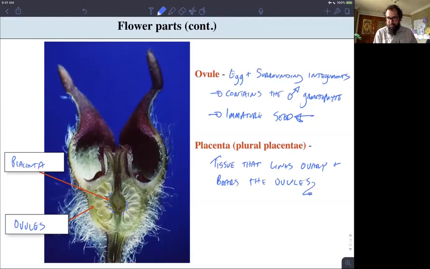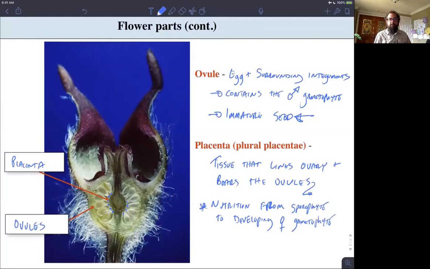And just like a placenta in the mammalian systems that we're used to hearing that word associated with, the placenta actually provides nutrition from the sporophyte to that developing female gametophyte. So it has a nutritive function, just like we see in other systems for the placenta.